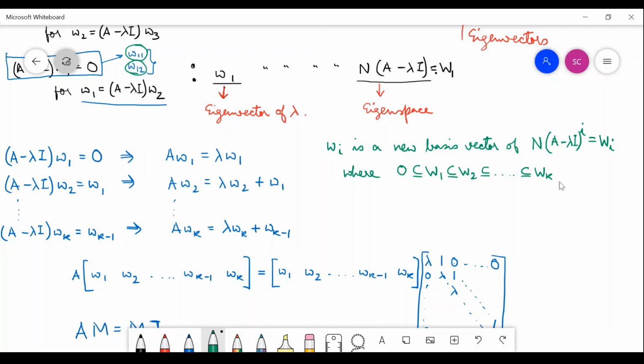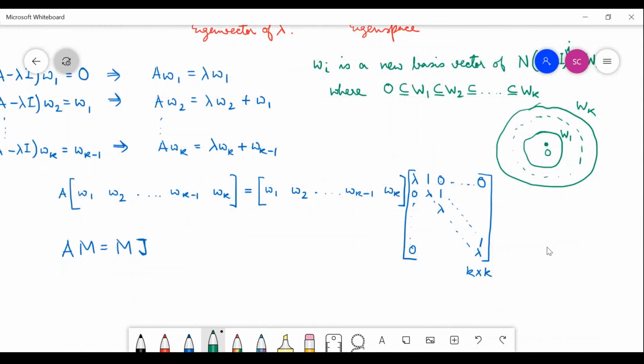So that is why this is the general way of writing this, and you can have a picture in your mind like this. So this is 0, and immediately beyond that is w1, and then this actually extends, every order we can extend, and ultimately we can land up in wk. So all these spaces are contained within each other. So I think this is all.